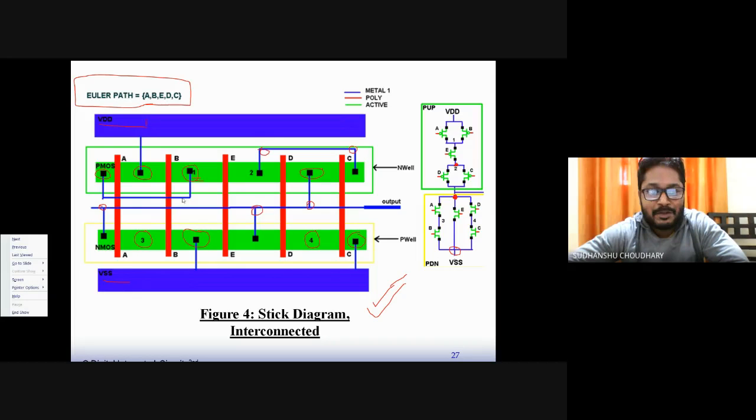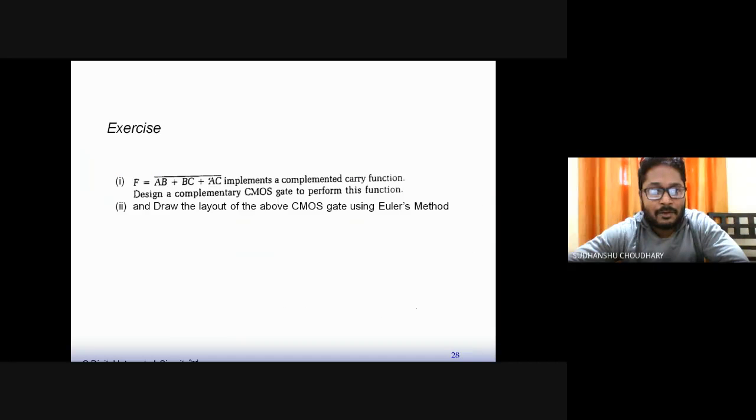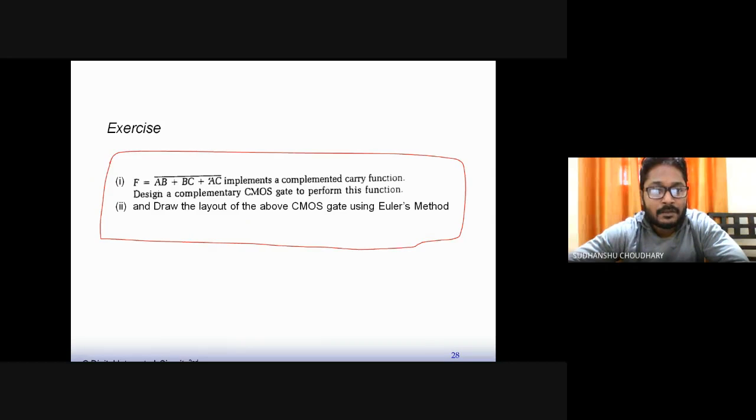So this layout consumes the minimum area, and also minimum wiring. Routing is also minimum, and by connecting a minimum number of wires, we can route all these terminals of the MOSFETs in this circuit. And the layout area is also minimum, because the transistors are mostly sharing the diffusion regions of each other. So one can think of drawing the layout of any logic circuit, not just this one. For example, as an exercise, one can consider drawing the layout of this function by again using the same Euler's method.